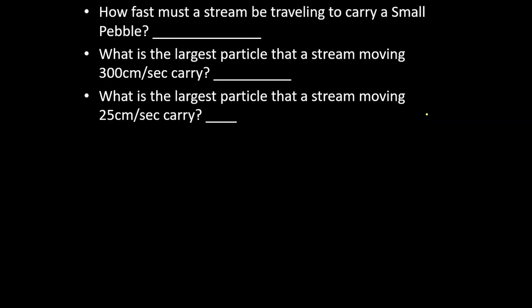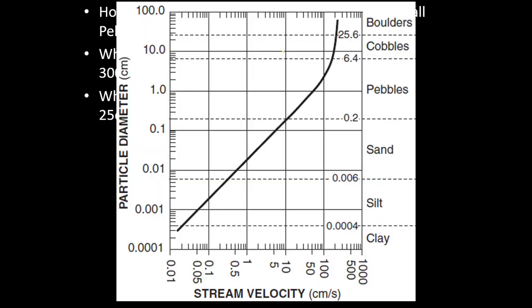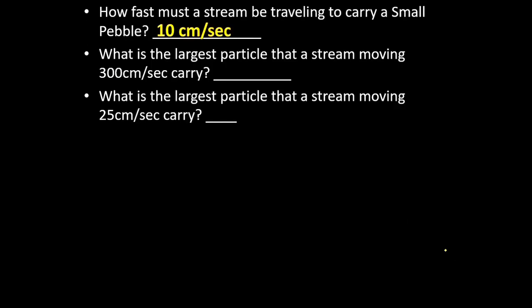So let's take a look at a couple examples. How fast must a stream be traveling to carry a small pebble? So a small pebble, here is that chart. All right, I'm just going to jump to the reference table so I could draw on it. So a small pebble, here are your pebbles from here to here. This is your smallest pebble. So now I'm going to go straight down, right, all the way to the bottom. And right here, a small pebble has to have a stream velocity of 10 centimeters per second. So the water must be flowing at a velocity of 10 centimeters per second to carry a small pebble.